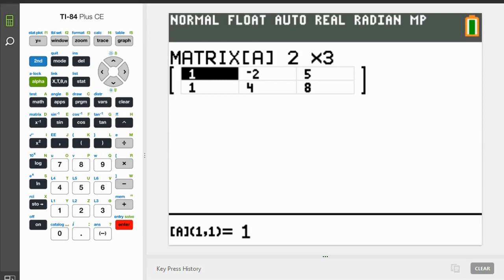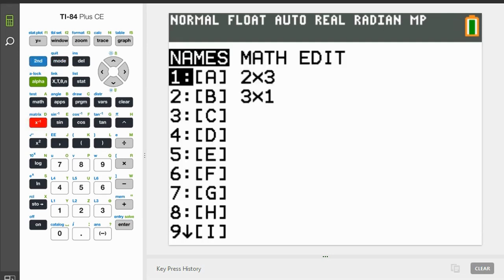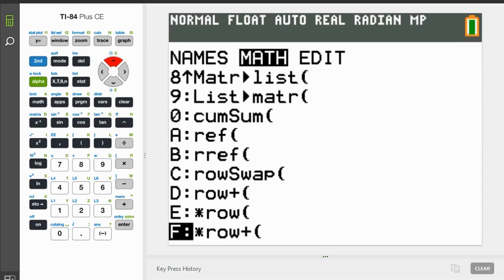So after we type this matrix in, we go back to the main screen by hitting second mode. That quits us and puts us back to the main screen. We will hit second matrix. And then you go to math in the matrix menu. You have a lot of options that we don't really teach in this class, but you want to go and find RREF. RREF takes an augmented matrix and solves it for each of the variables. On many of the TI-84s, it is option B.